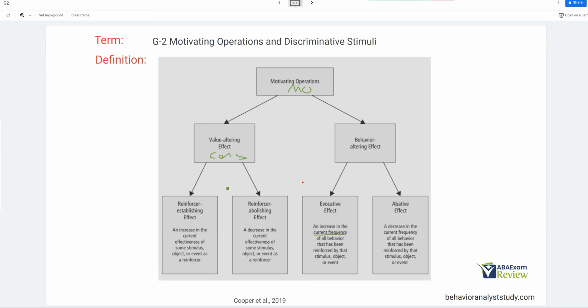It's extremely important to remember and is some of the basis for manipulating motivating operations. So if we're altering the value of a reinforcer, we can either establish it and we're increasing it, or we can abolish it, decreasing it. And then the behavior altering is we can evoke behavior, so an increase in behavior, or abate it, a decrease in frequency. Think about MOs in terms of this little chart.